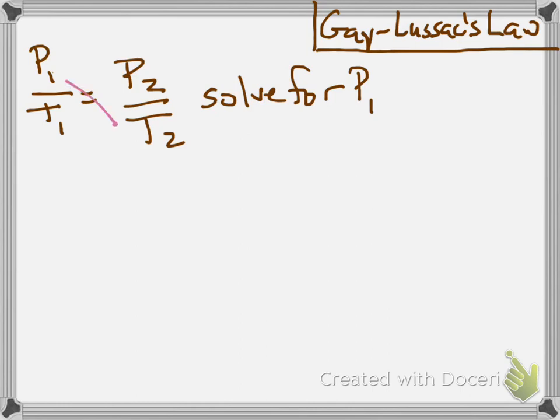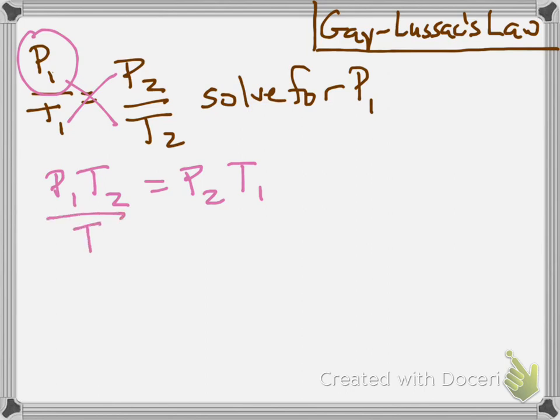So we're going to cross multiply, and we're going to end up with P1 times T2. I hope you understand that if we put those two together, it's implied that we multiply them, so I'm going to skip that step just to make it look a little neater. Then on the other side we have P2 times T1. Again, we're solving for P1, so we want to get P1 by itself. Since we're multiplying P1 times T2 here, we want to divide both sides by T2 to get P1 by itself.